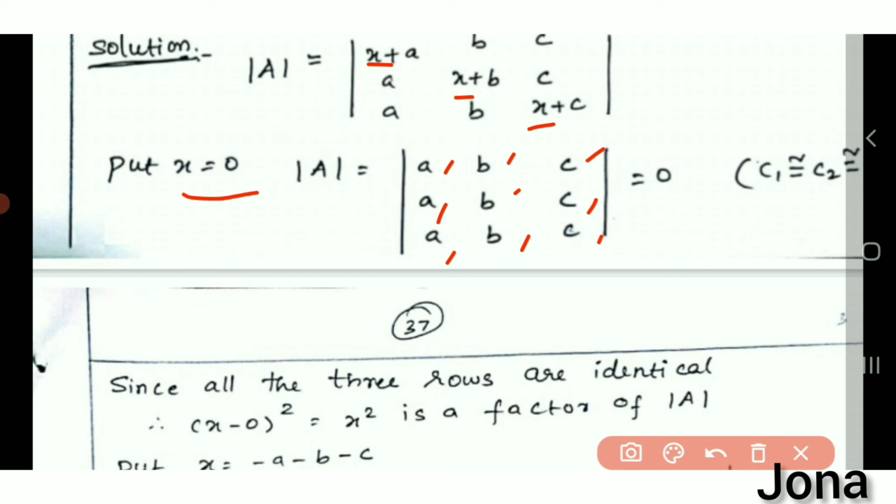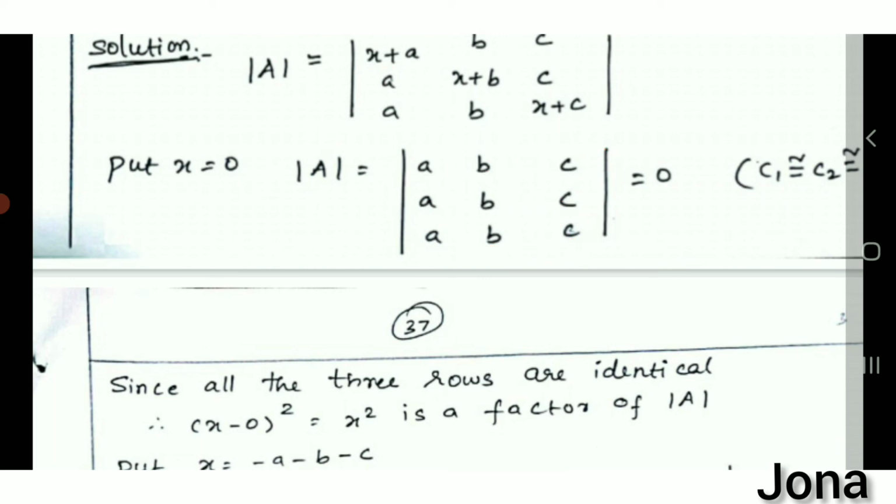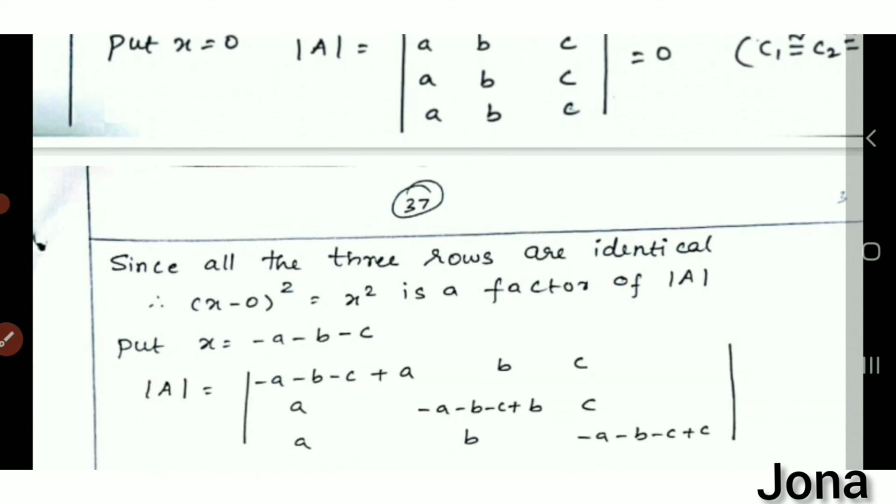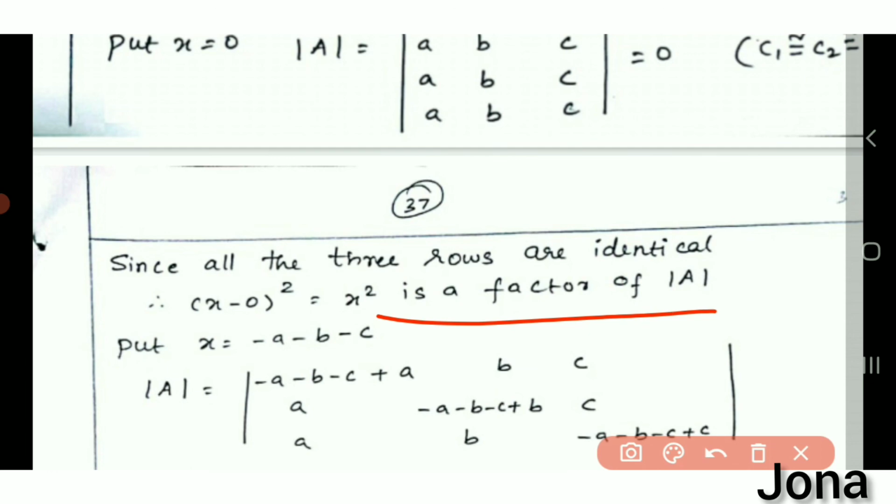If you take these 3 rows a b c, a b c, the 3 rows are identical here. If three are identical we have to take the power as 2. So we can say x minus 0 the whole square. That means x square is the factor here. So x square is the factor of determinant Δ. Next one, we want to take x equal to minus a minus b minus c.